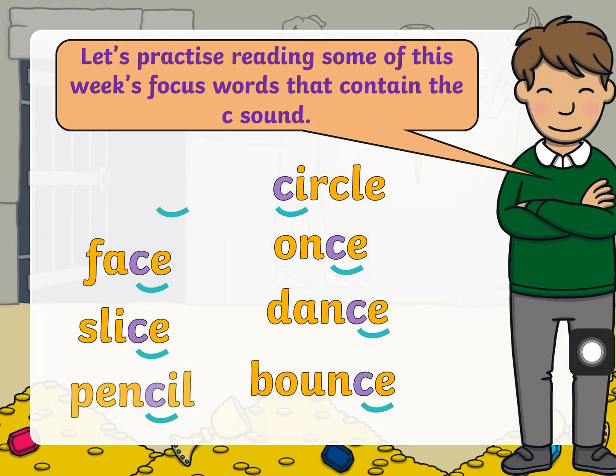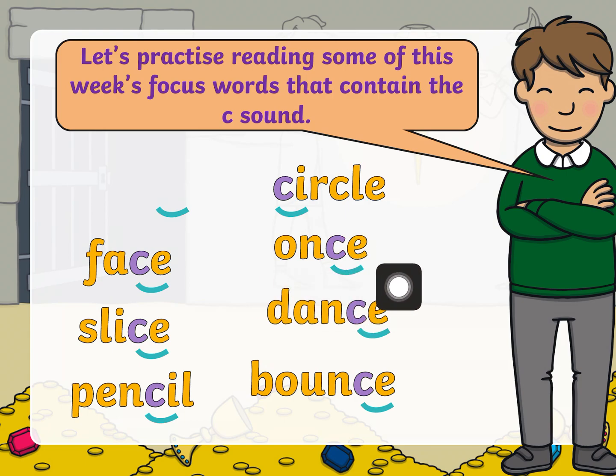All right, let's practice reading some of this week's focus words that contain the S sound. So we have the word face, slice, pencil, circle. Now this one is interesting because it has the soft S sound, but then it also has the hard C. Remember, the hard C has A, O, and U after it, or consonants. And there's a consonant over here. The letter L comes after this C. That's why it turned hard. It became the K sound.